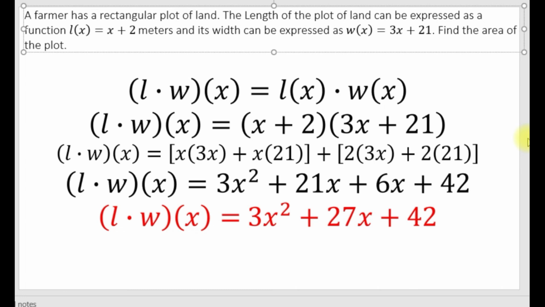Therefore, the area of the rectangular plot of land is equal to 3x squared plus 27x plus 42 square meters.